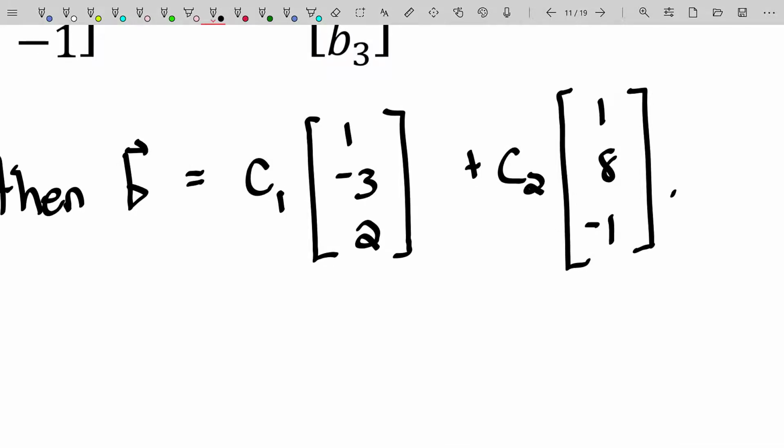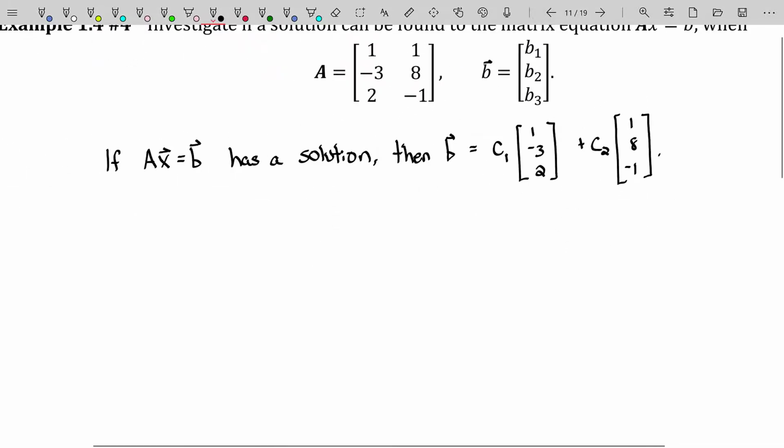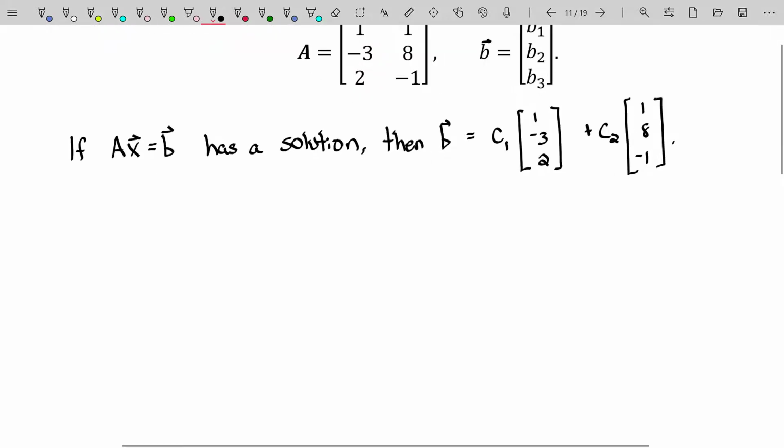Well, let's find out. We know that the solution to the matrix equation is the same as the solution to the vector equation, is the same as the solution to the system of linear equations associated with this vector equation or the matrix equation, whichever you prefer. Let me go ahead and write out the system of linear equations associated with this.